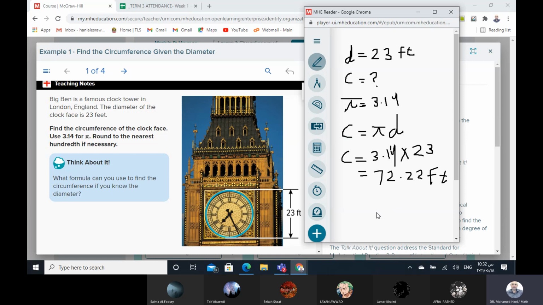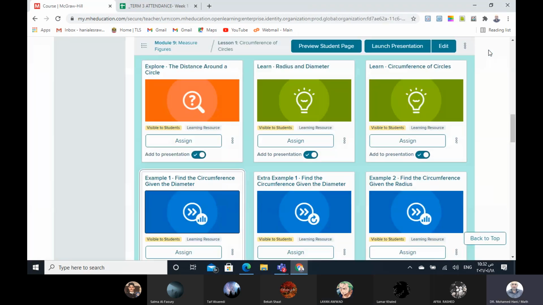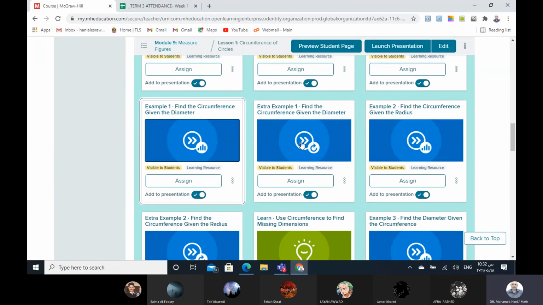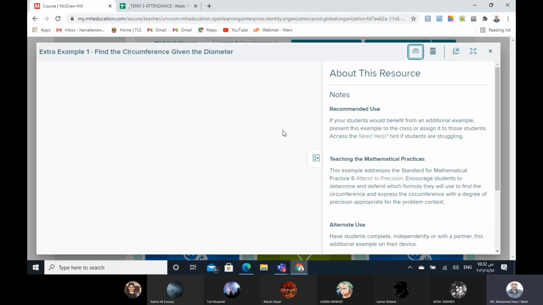Who has any question here? Is it clear for all? Yes, Mr. What if we have the circumference but we don't have the diameter? Yes, the next example. After this example, okay, Layan.